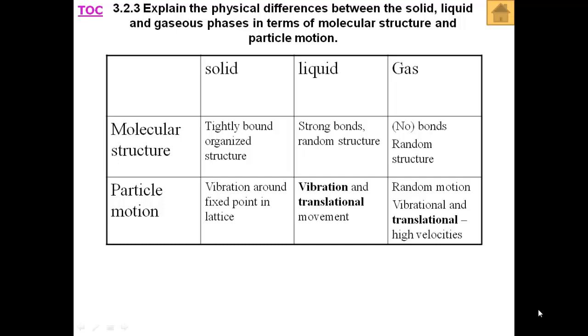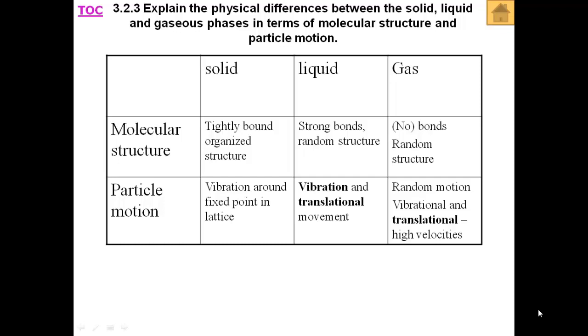You need to know and explain the physical differences between the solid, liquid, and gas states in terms of molecular structure and particle motion. So the three states are solid, liquid, and gas. The molecular structure: a solid is tightly bound, it's organized. Basically, if it's tightly bound, the bonds between the particles are very strong. Liquid, we have strong bonds, but it's a random structure. Gas is where there are no bonds and the structure is random.